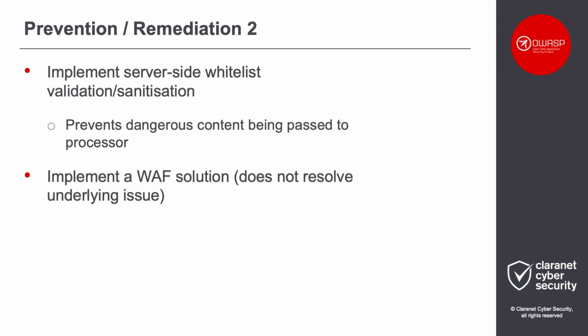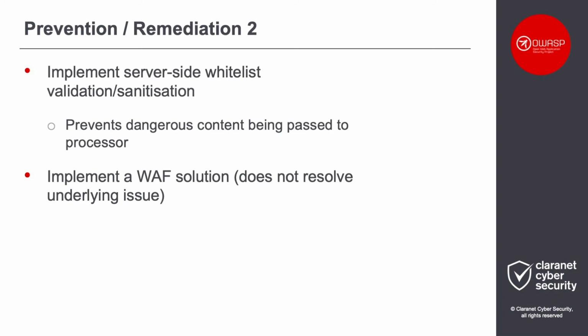Looking at any further steps that we can take, you can implement server-side whitelisting or allow listing, as the NCSC has now said, for validation and sanitization. And this prevents dangerous content being passed to the XML processor. So as soon as the server-side allow list validator hits on a potentially dangerous payload, you'll say, okay, I'm just going to reject this, send it to the user, and present them with an error. And as mentioned, it prevents dangerous content being passed to the processor.